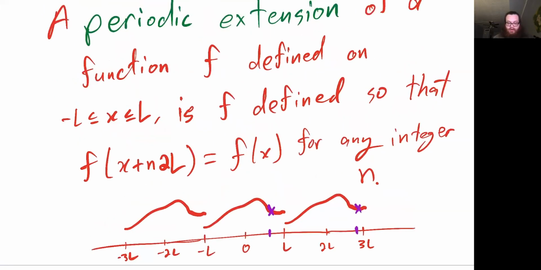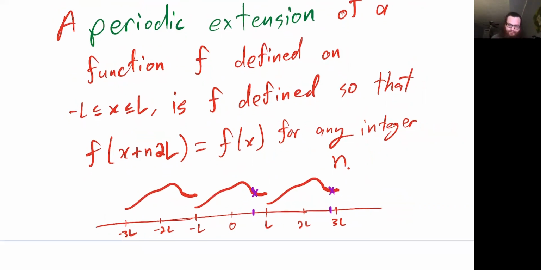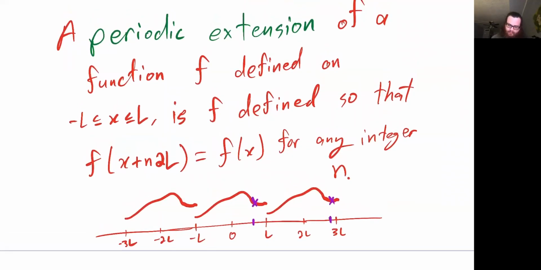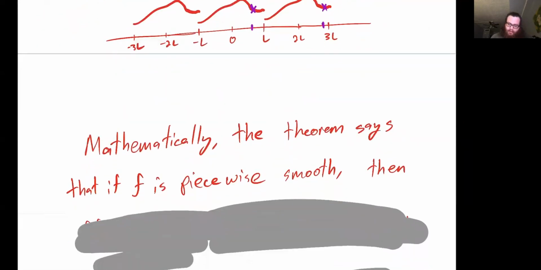Okay. So this periodic extension, just take the graph of f, translate it by 2L in either direction, which is what these sine and cosine terms do automatically.